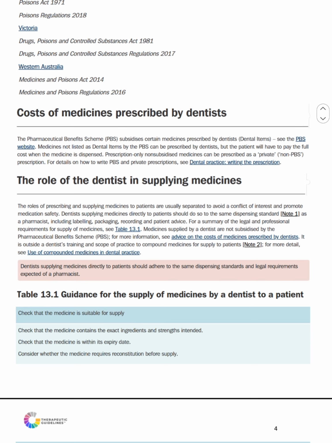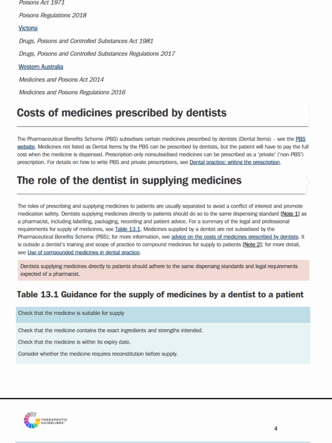The next topic is cost of medicine prescribed by dentist. The Pharmaceutical Benefits Scheme, which is PBS, subsidizes certain medicines prescribed by dentists. We can find on the PBS website which medications can be prescribed by the dentist and have their cost subsidized. Medicines not listed as dental items by the PBS can be prescribed by a dentist, but the patient will have to pay the full cost when the medicine is dispensed. Prescription-only non-subsidized medicine can be prescribed as a private non-PBS prescription.